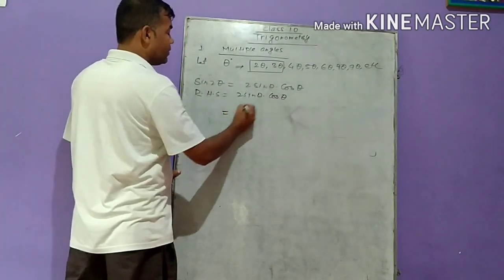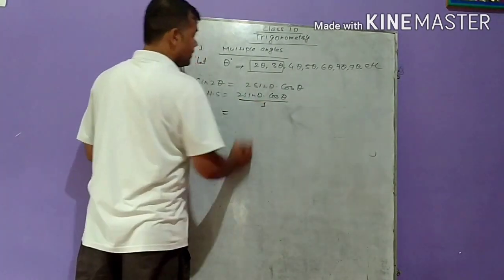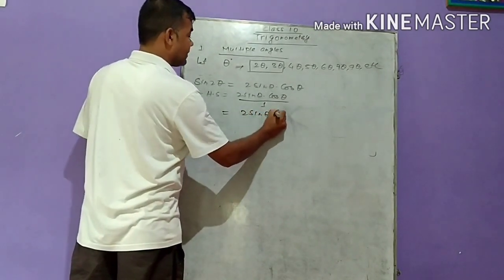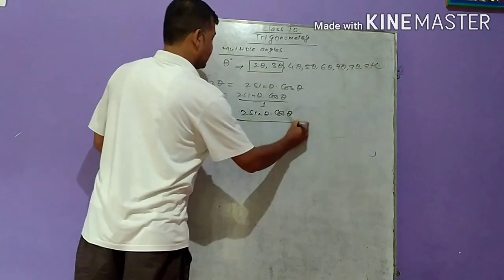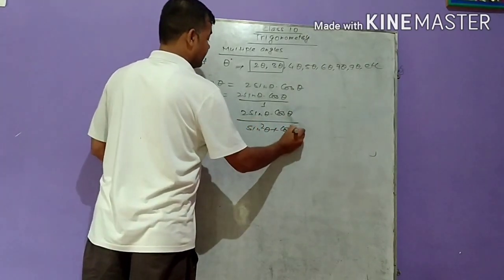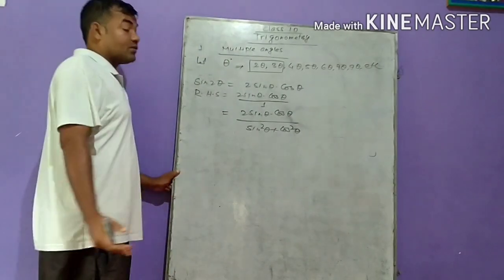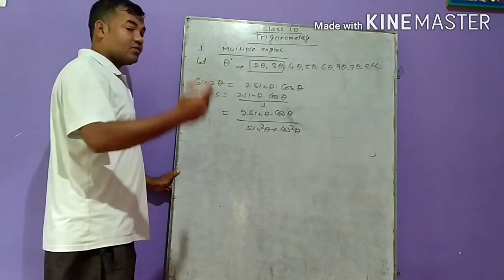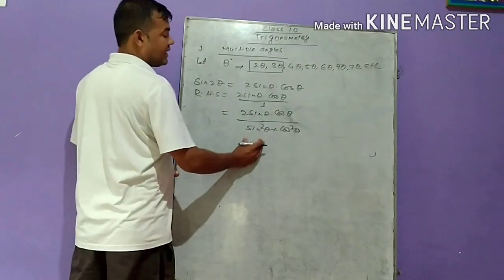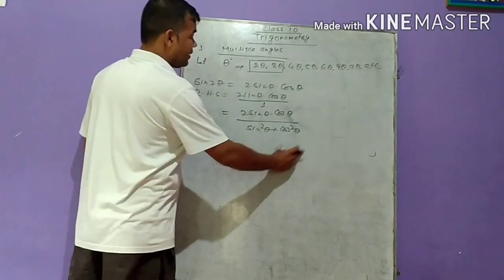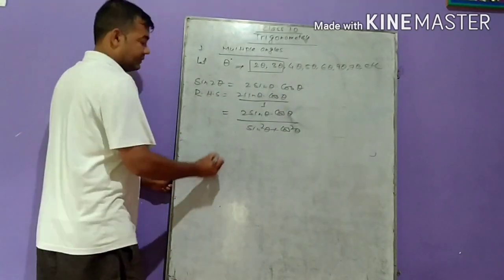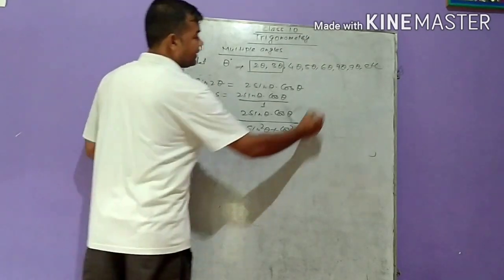So let's divide. You know that in the denominator there is 1, and in the place of 1 we can write sine square theta plus cos square theta. We can also write sec square theta minus tan square theta. We can also write cosec square theta minus cot square theta. But we are writing sine square theta plus cos square theta because we have to transform this RHS into tan only.